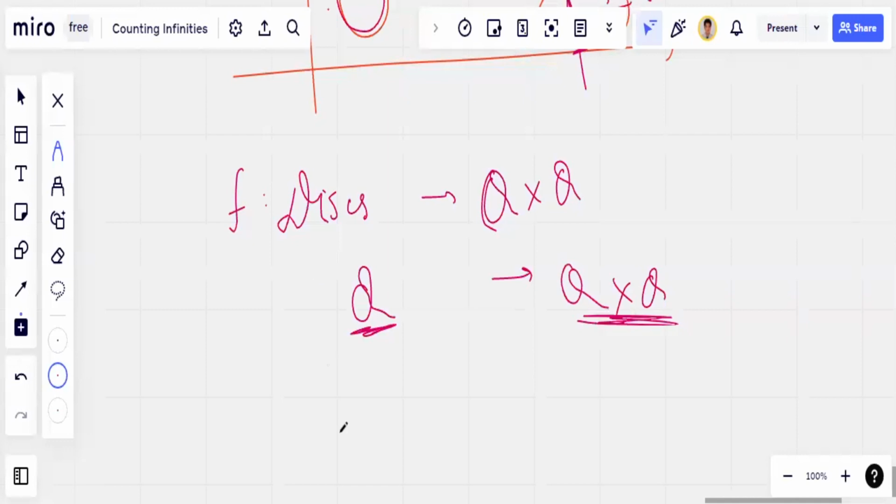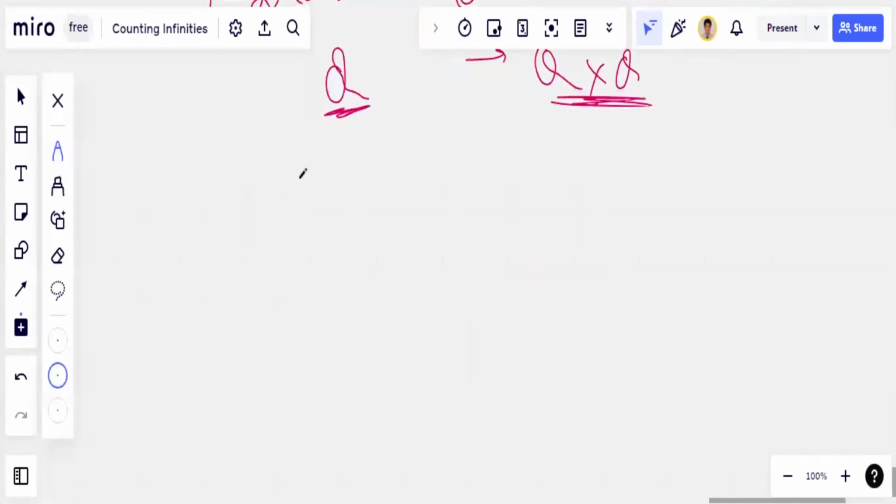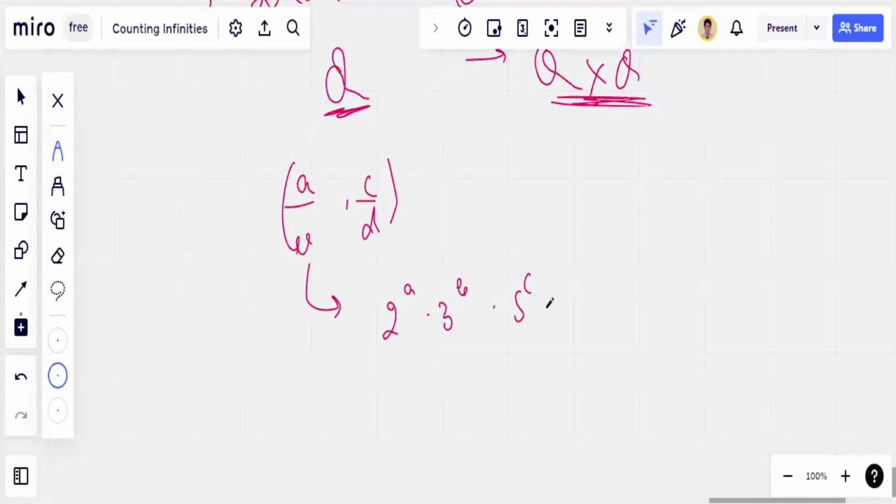Since we don't have that much time, I'll just quickly tell the map. It's not that hard to think. Suppose an element of Q cross Q looks like A by B comma C by D. You can just map it to 2 to the power A into 3 to the power B into 5 to the power C into 7 to the power D. If they are negative, you can add some other factors like 11, 13, and so on, depending on the sign. So this is an injection. Is this clear?